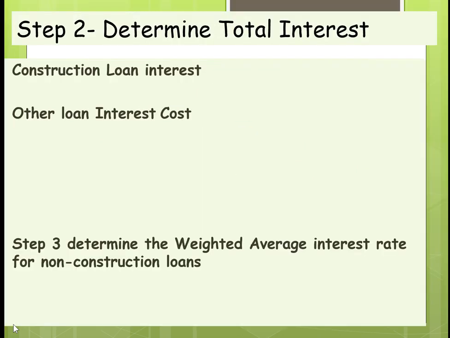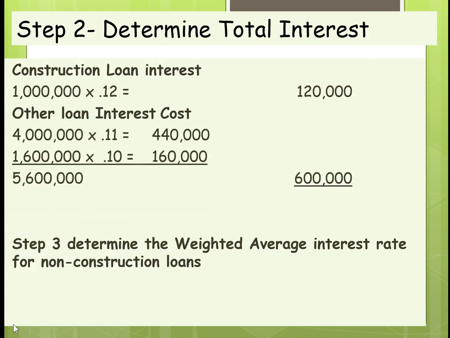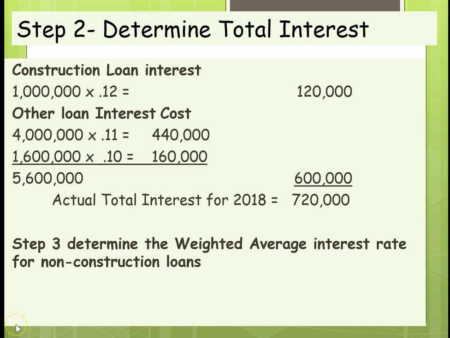Step 2. We're going to determine the total interest. So first, we have the construction loan, which was $1 million times 12%. Then we've got the other loan costs, which is $600,000. Which tells us our total interest for the year for 2021. Okay, I had to change that date. So the actual total interest for 2021 is $720,000.